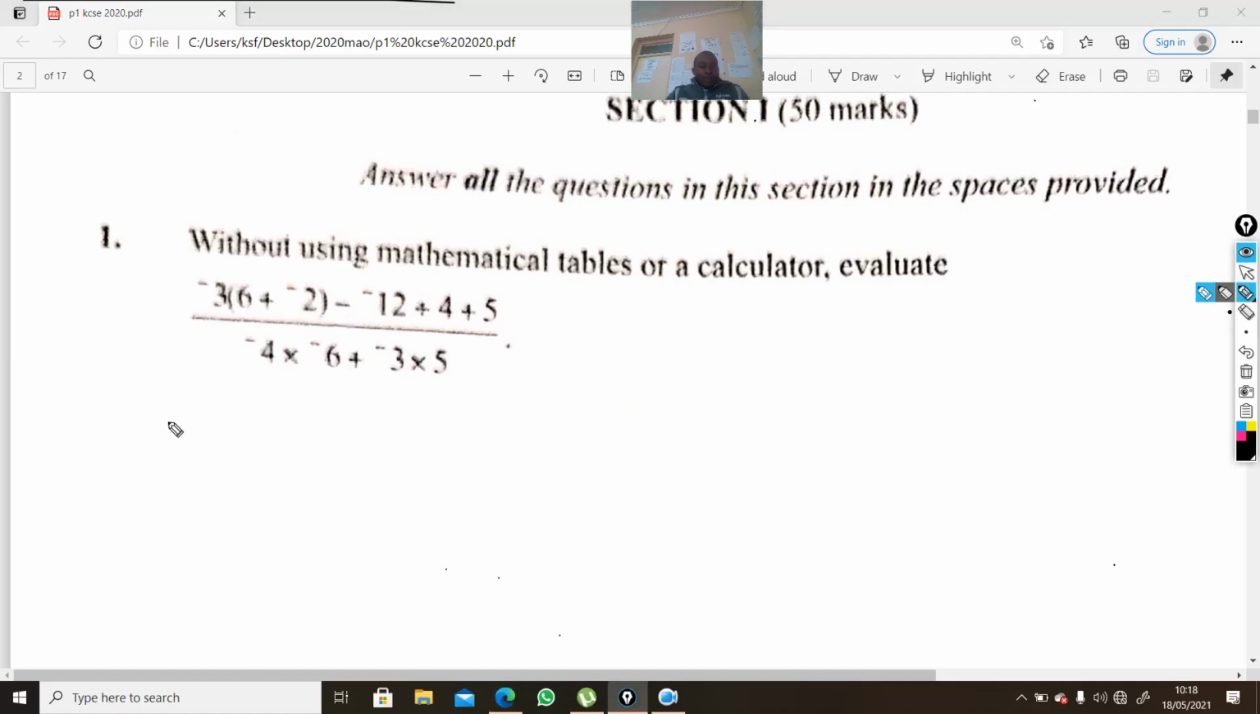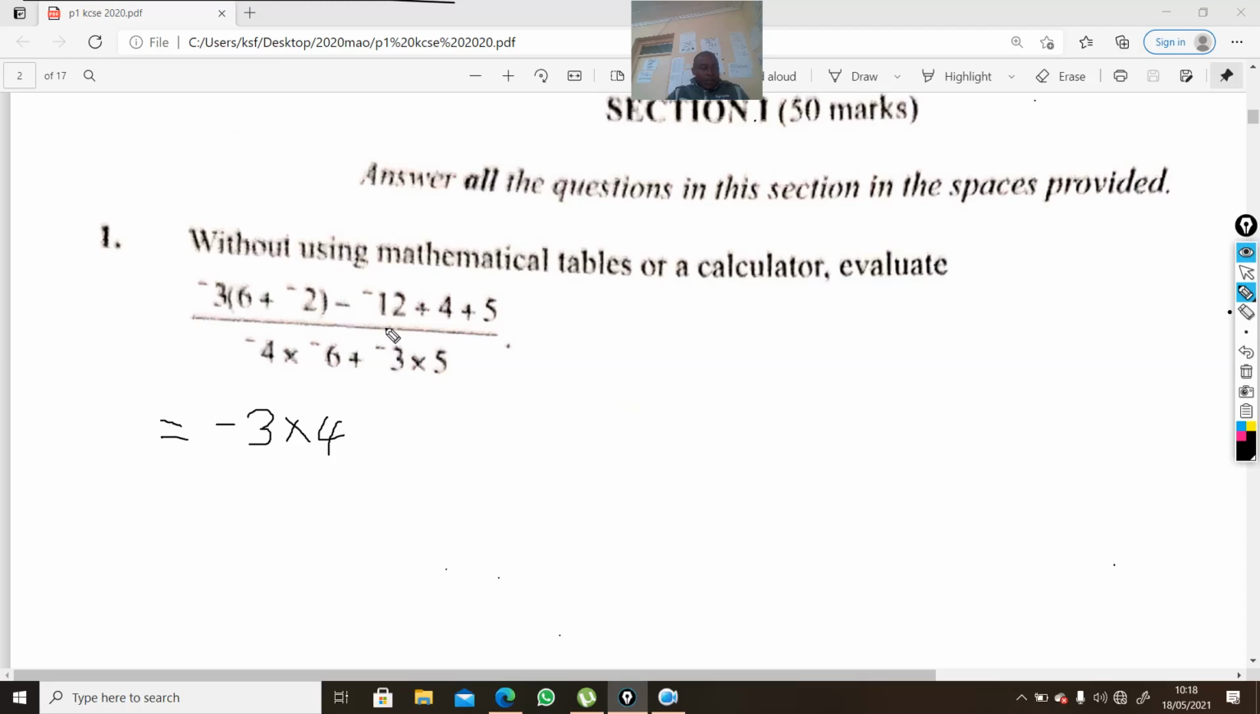Now, in this case, you start with the bracket. You can use your calculator and press 6 plus negative 2 and see what you get. 6 plus negative 2 is the same as 6 minus 2, which gives you 4. So here we are supposed to write negative 3. The numerator is negative 3, bracket, this is just like times, or just in brackets 4 times 4.